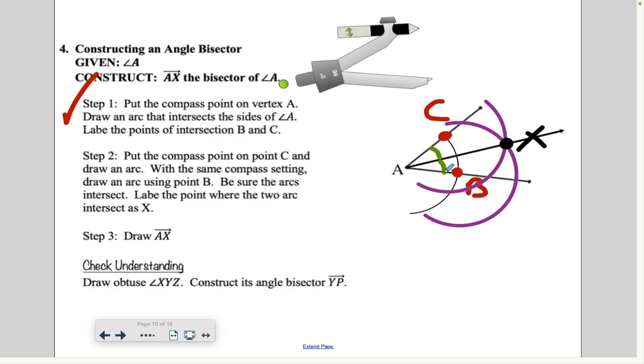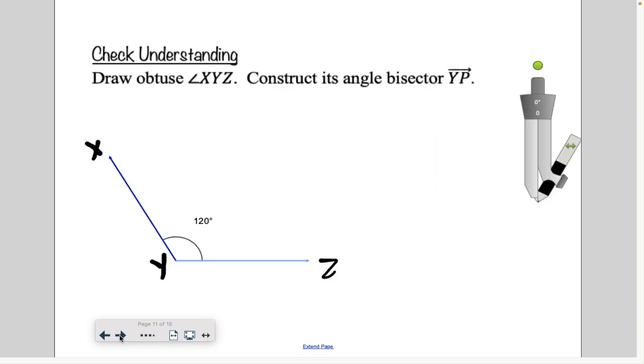Okay, I want you to try one more. Obtuse angle XYZ. I drew a 120-degree angle. You don't have to do 120, but I need you to create an obtuse angle and try to draw the angle bisector.